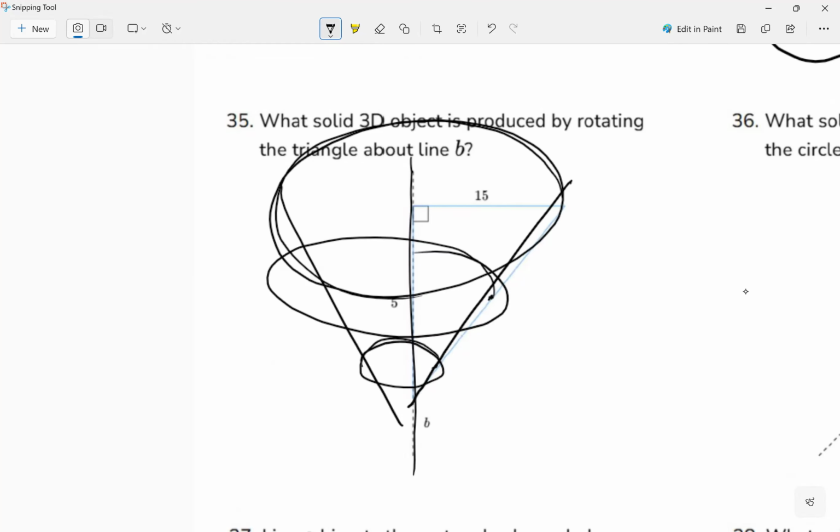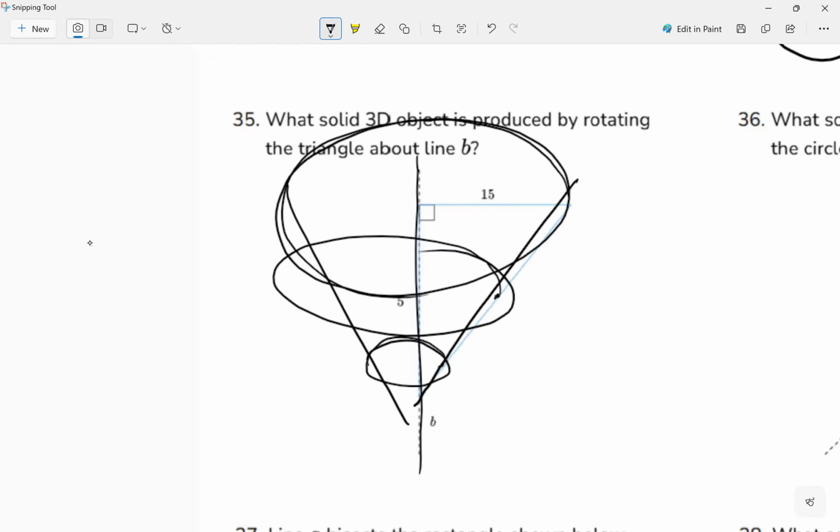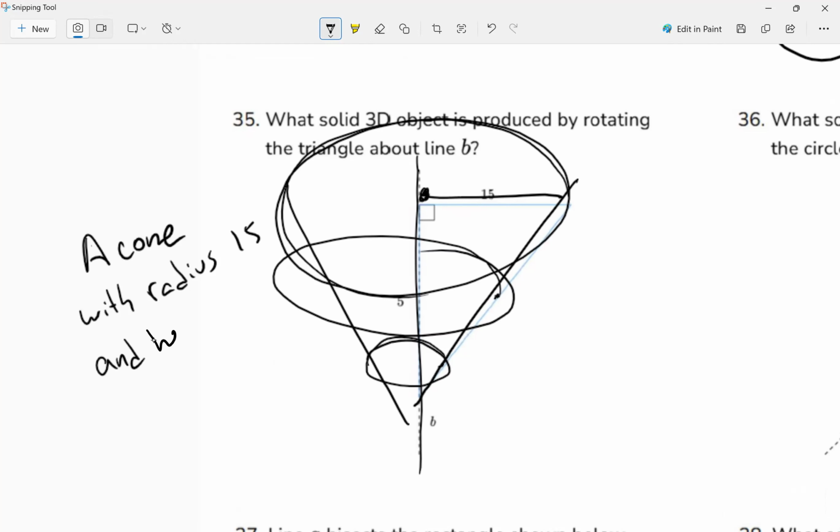I'm going to say, well, this case is going to be a cone with radius 15, right? I'm going to write some information here with radius 15. How do I know? Because that's the radius up here. That's going to be this distance. And height of 5. How do I know? That's the height, it's right there. I'm going to get a cone with radius 15 and the height of 5.